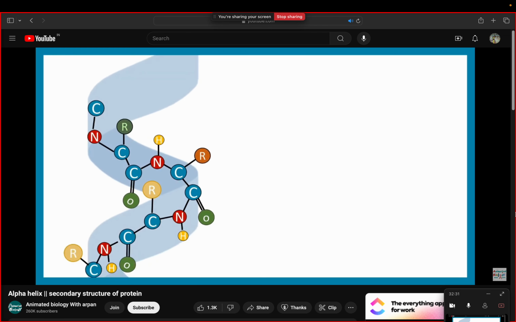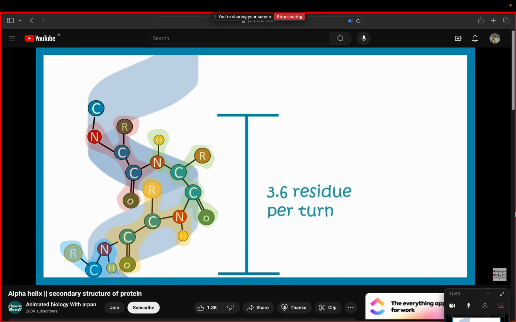So the biggest feature of alpha helix is that it is a helix, and it was found by Pauling and colleagues around the 1940s. So the alpha helical structure has amino acids in a specific orientation. And obviously, you can understand the orientation is in a helix fashion, where almost four amino acids are there per turn. 3.6 to be precise. So alpha helix has 3.6 residues per turn of the helix.